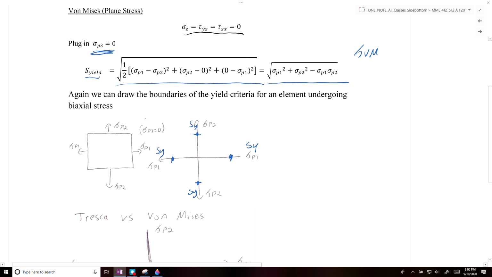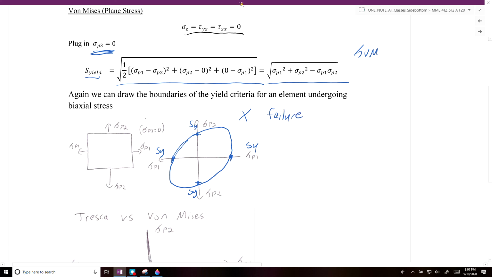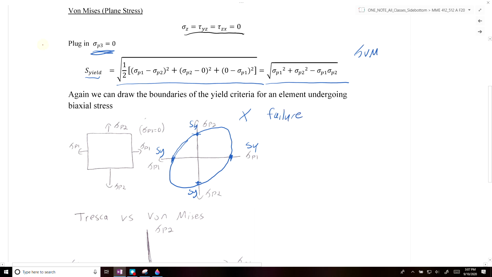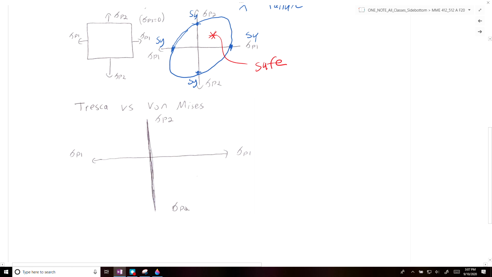Alright, and if we draw this all out, what we end up getting is an elliptical envelope here. Alright, so if you're outside the envelope, failure will occur. Alright, if you're inside the envelope, you're safe from failure. Alright, and then the last part is Tresca, comparing the two cases.